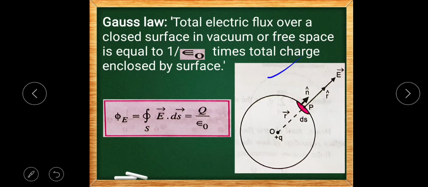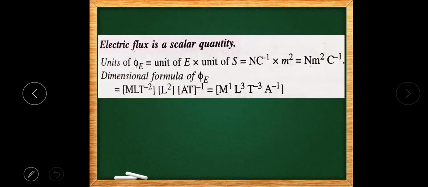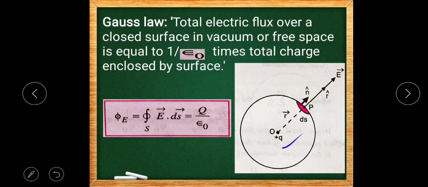Here it is the closed surface in vacuum or free space. Here it is the electric field intensity. We are considering a small area element ds at a point P. N cap is the unit vector normal to that area element, and plus q is the charge enclosed by this closed surface.